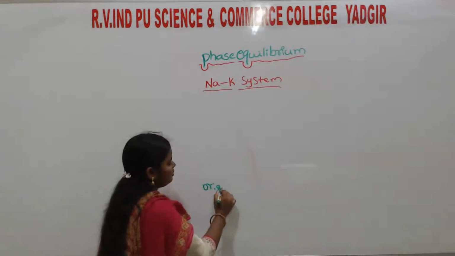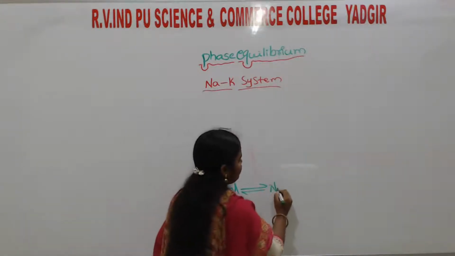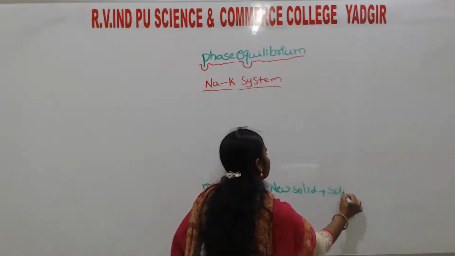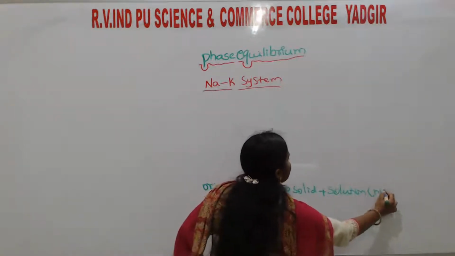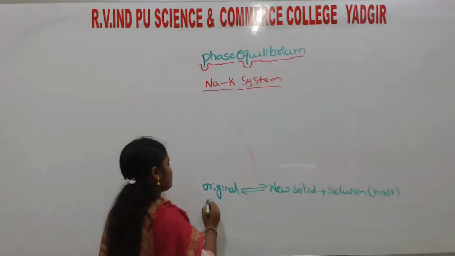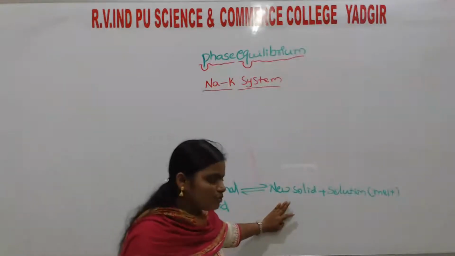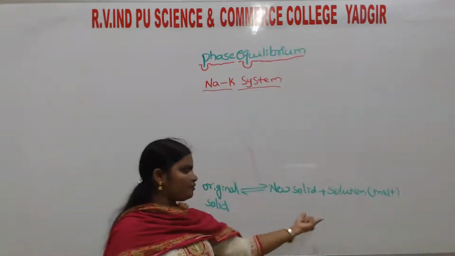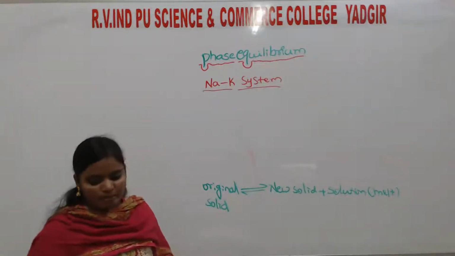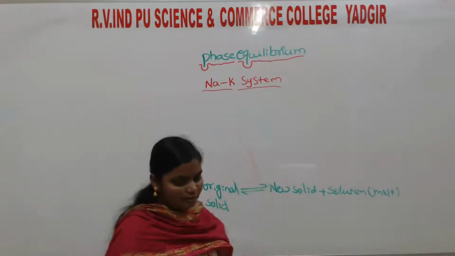Original solid to form new solid plus solution. This is the melt. This is the original solid, and at a particular point it forms a new solid and solution melt. These three phases are present at a particular point. It is represented like this.